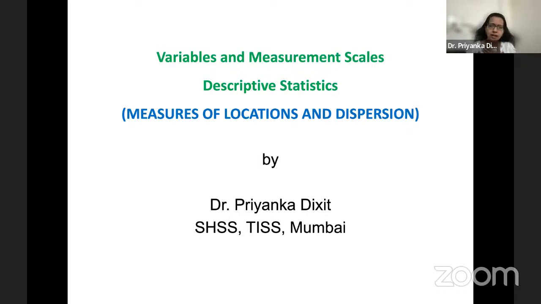So what is my aim? My aim is to give the information of entire Mumbai with the help of 100 samples, isn't it? That is my task in statistics or in research methodology. So when I say I have collected information of 100 people, my first task is to give the information about these 100 people.